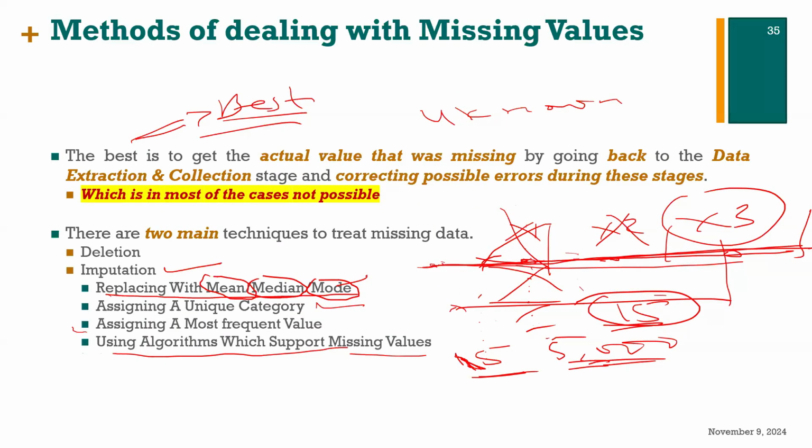Because of our time, we are going to look into these methods of treatment in detail in our next session. We're going to look at replacing missing values with mean and median, with practical examples, assigning a unique category, assigning the most frequent value, and also how to use algorithms that support missing values. Which algorithms support missing values, and how do we use them? This is what we are going to be looking at in concluding the methods of dealing with missing values.